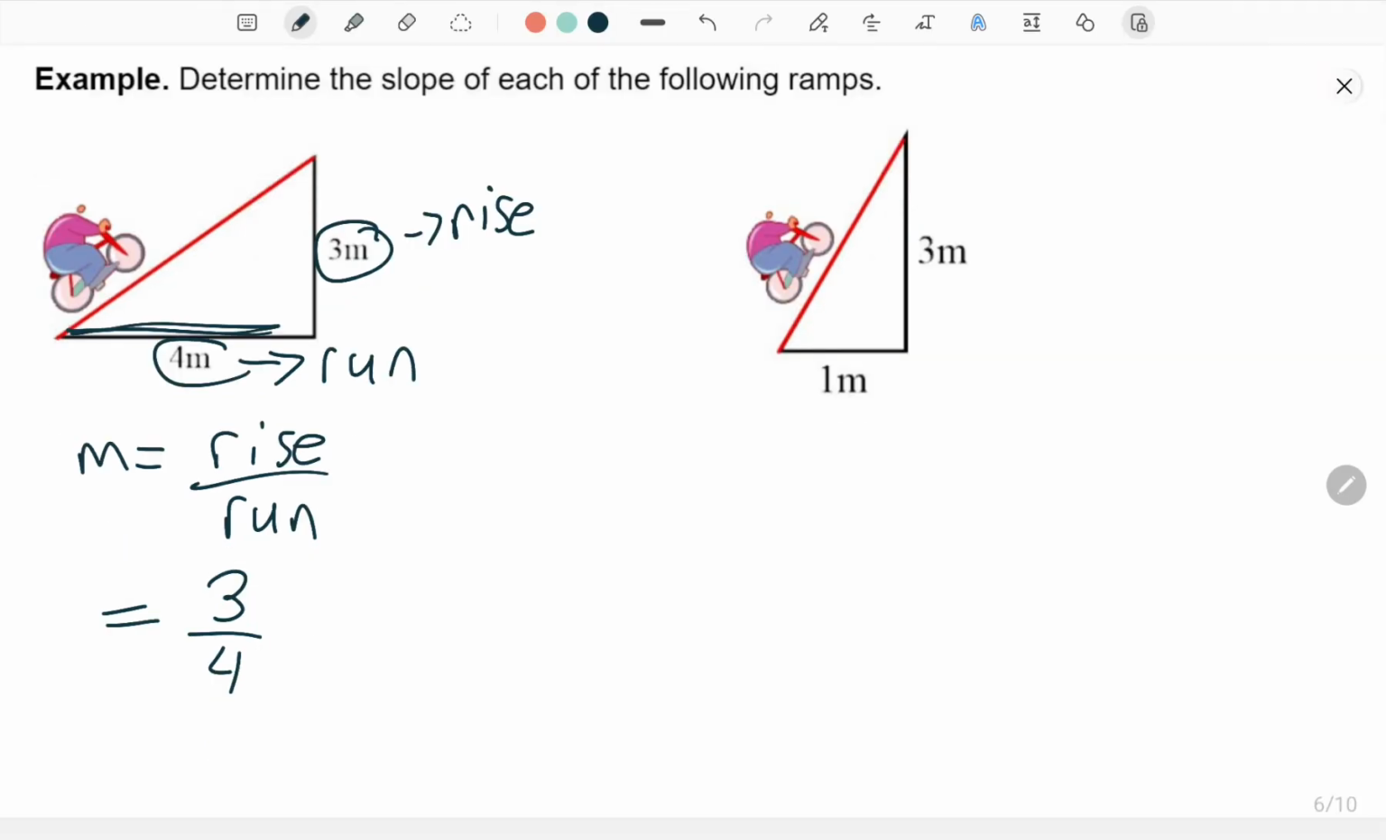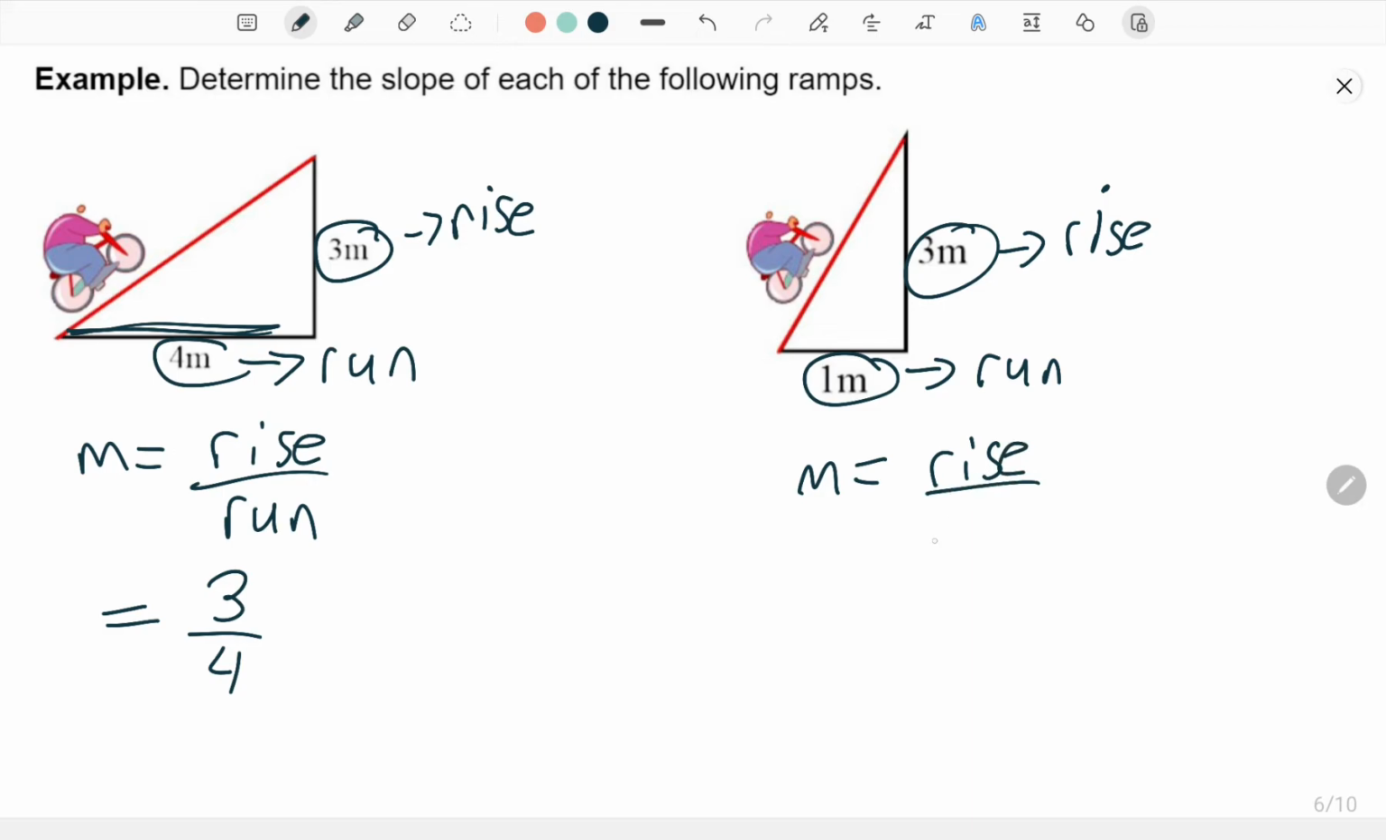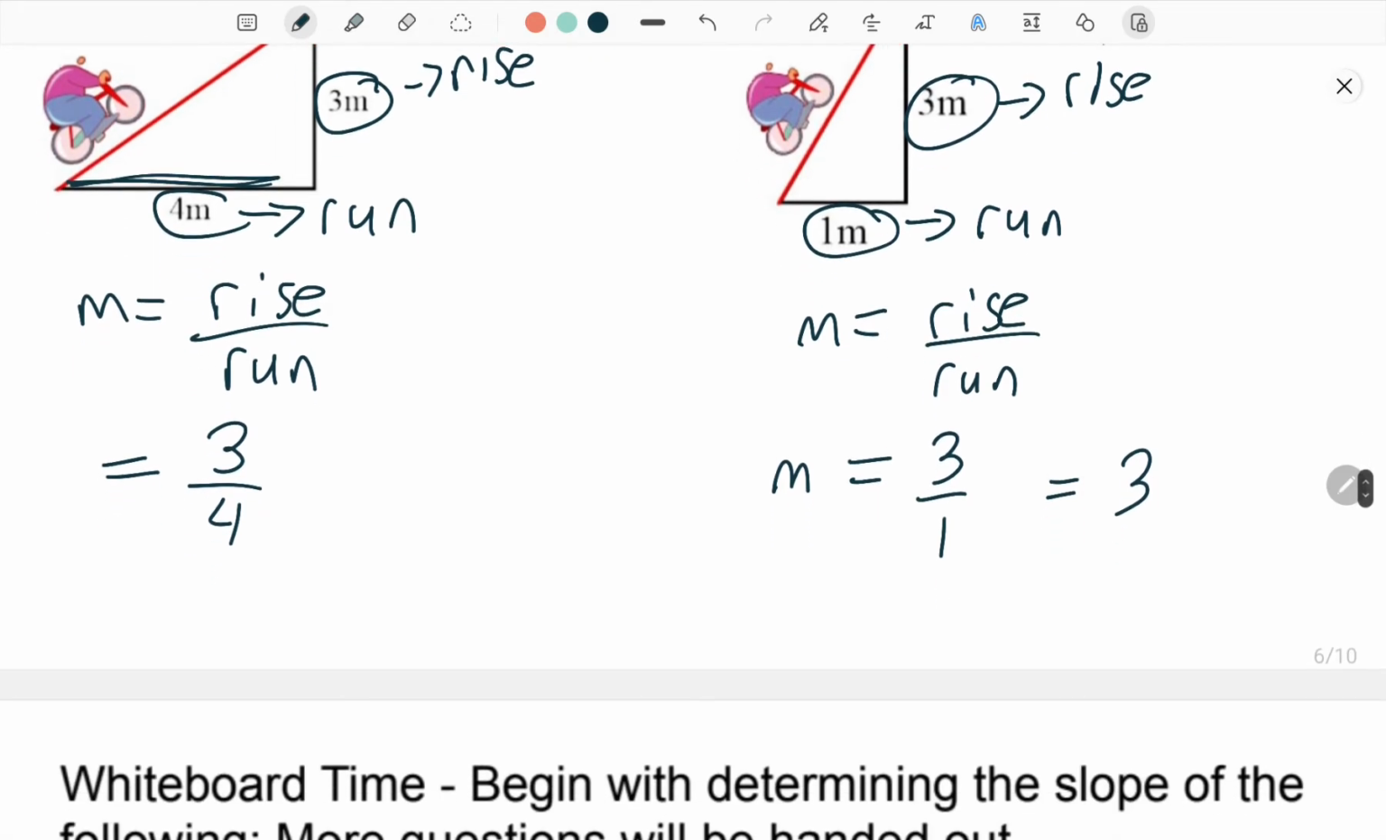Okay, continuing along. We can again look at this one. It has the same rise, but the main difference is that it goes up 3 meters, but it does that within 1 meter across. So when you're looking at the slope as rise over run, that's going to be 3 over 1, or just 3. Okay, let's continue onwards to some further examples.